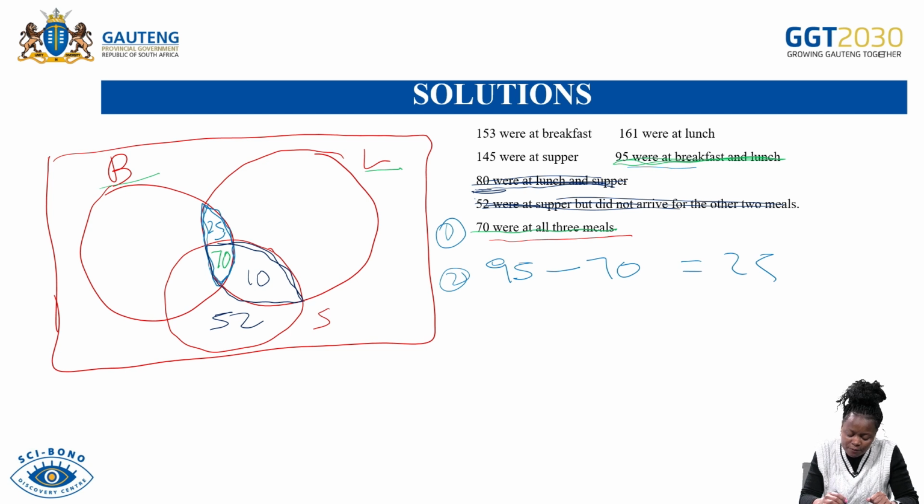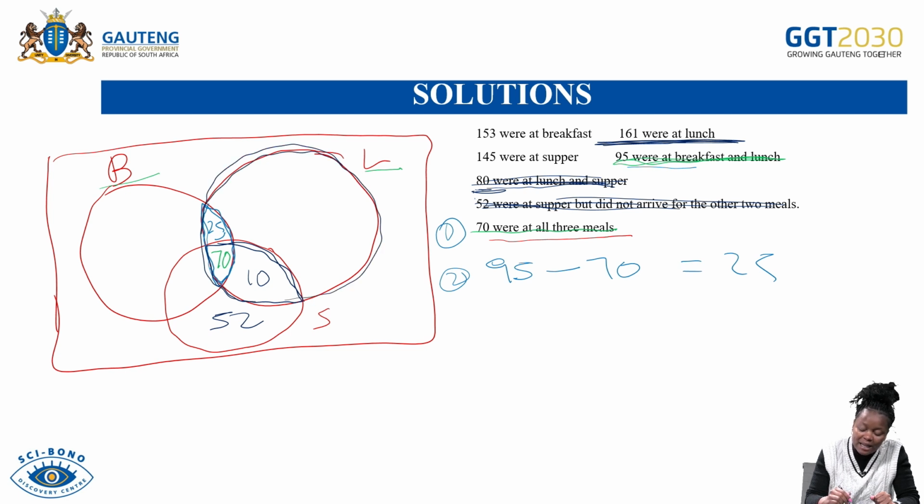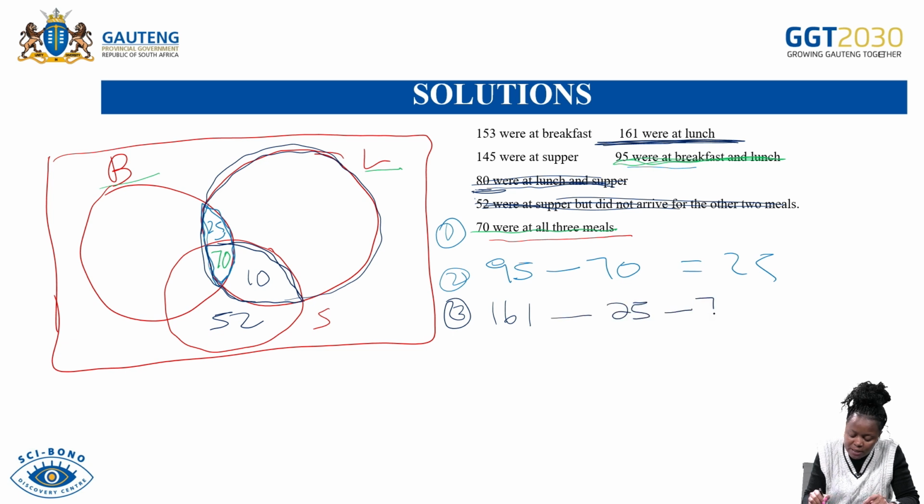Let's move to the lunch. Let's finish up the lunch. So we need to find the ones that had lunch only again. Ne? So how do you do that? You can see here they said you have 161 that were at lunch. So it means if you add everything under lunch, you must get 161, right? So you'll say 161 subtract the 25, subtract the 70, and subtract the 10. And you'll get 56. So it means you had 56 guests who had lunch only.